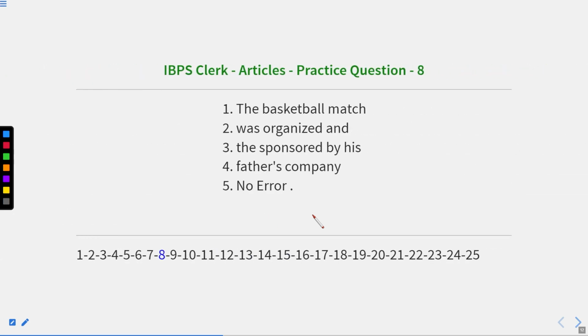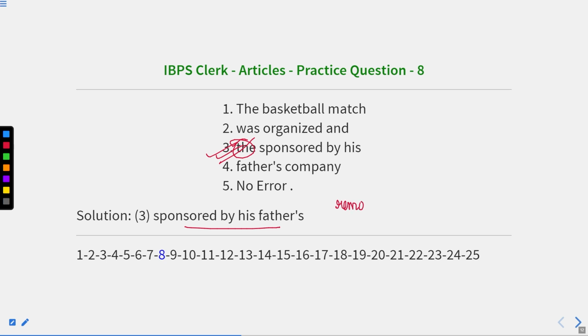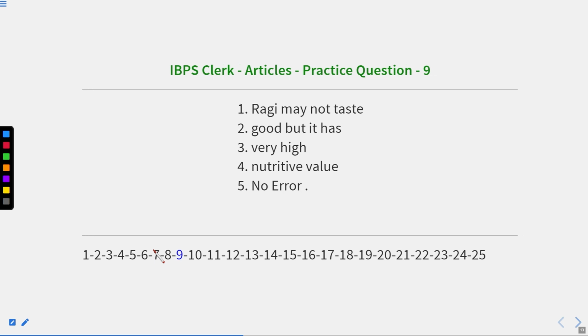The basketball match was organized and sponsored by his father's company. Again, we don't need to write "the" before the word sponsored. Sponsored is actually a verb, and we don't use "the" before verbs, so this "the" is incorrect. So the correct answer will be sponsored by his father's company. Therefore the error is in part 3, where we have to remove this "the". There is no use of "the" before the verb. An article can be used only before a noun. Now let us move to the next question, that is question number 9.